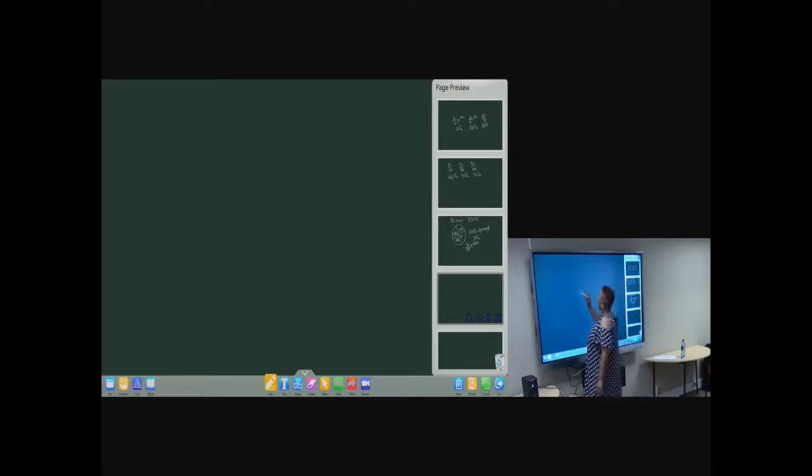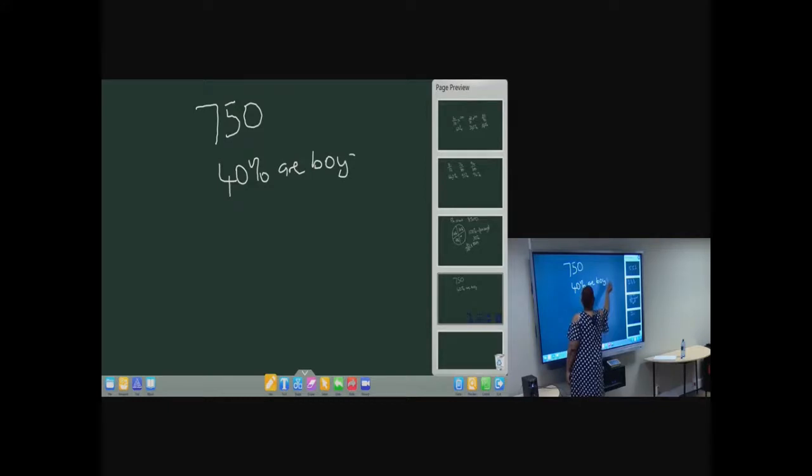Like, for instance, you may be told that there are 750 learners in a school, of which 40% are boys. The question can just be, how many girls are in that school? You are told that you have got 750 learners, 40% are boys. But now, the examiner does not lead you. He just asks how many girls.